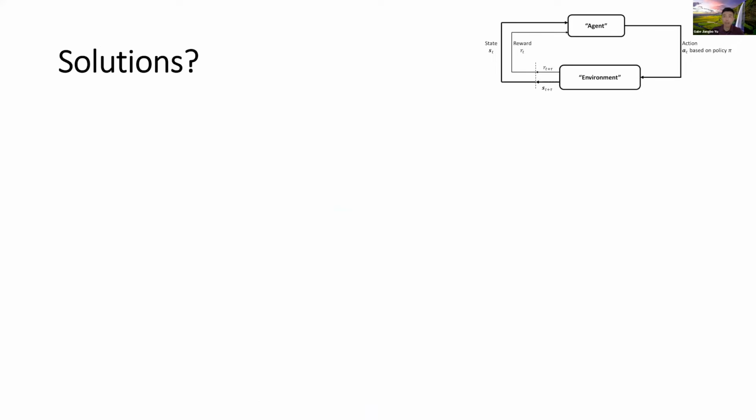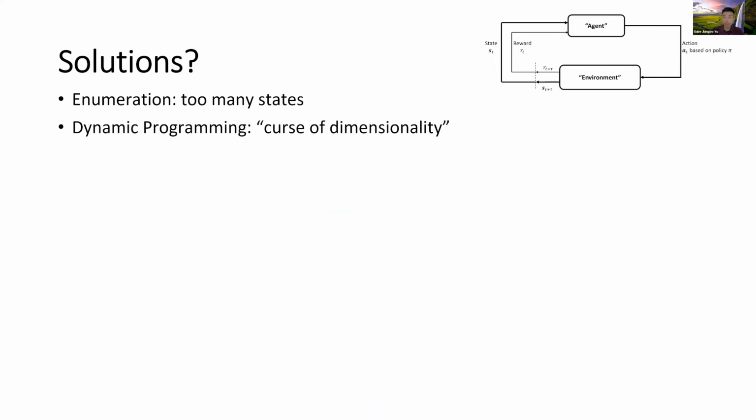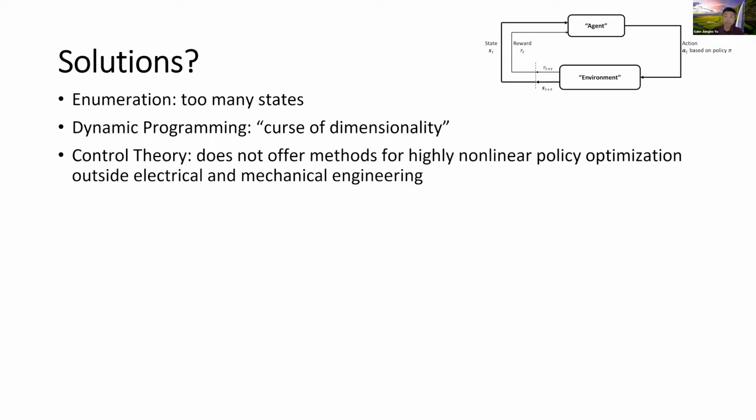Now the question is what the sequential decision optimization method should be. Enumerating all possible actions and action sequences is clearly infeasible. Even a small system with just a few states and a few possible actions can take thousands or even millions of possible combinations. Dynamic programming also faces a similar challenge of this quote-unquote curse of dimensionality due to the huge state action space. Control theory is more commonly used for stabilizing a system rather than minimizing or maximizing an objective function. It also does not really provide a general framework for finding the optimal decision policies for highly nonlinear systems, especially outside the field of electrical and mechanical engineering.